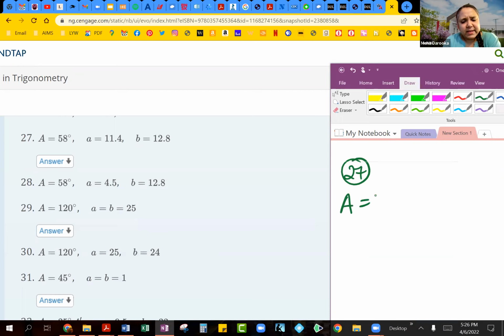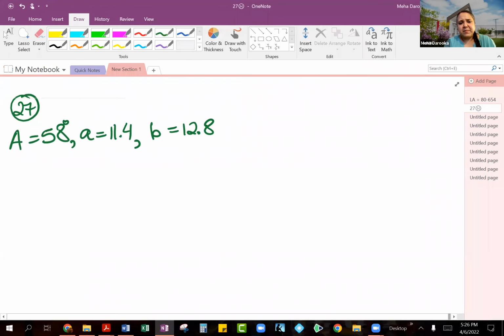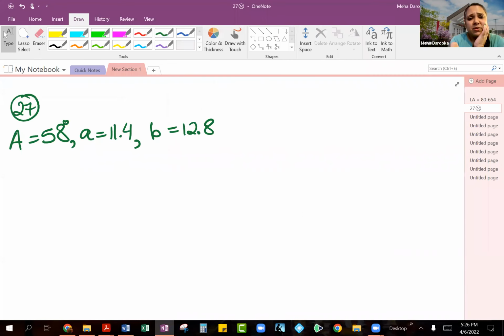Okay, so we are given angle A as 58 degrees, side A as 11.4, again, no measurement unit over here, and side B as 12.8. Okay, so when we look at the case over here, you can see side A is smaller than side B. And then, we can go ahead and calculate H to see if it's going to be a number smaller than both A and B. So to calculate H, it's B times sine of A. So that's 12.8 times sine of 58 degrees.